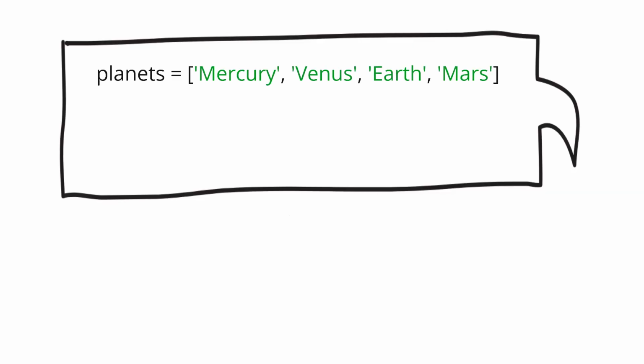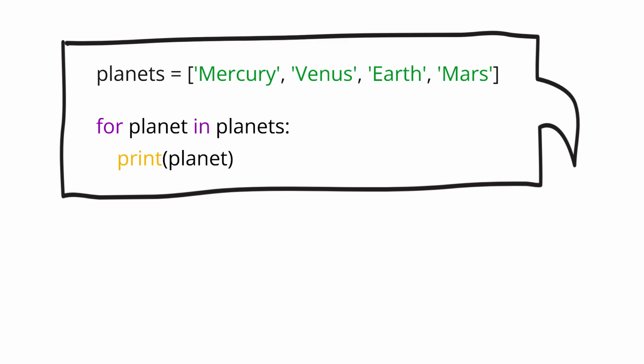Suppose we have a list of planets. We can print each one like this. Each time through the loop, the variable planet holds one of the items from the list. So on the first run through the loop, the planet variable holds the value Mercury, which is then printed. On the next iteration, the loop moves on to the next item in the list, which is Venus, and assigns that to the planet variable, which is then printed.